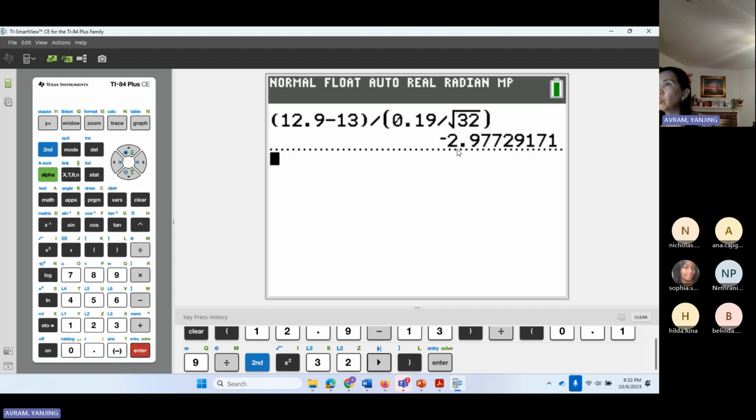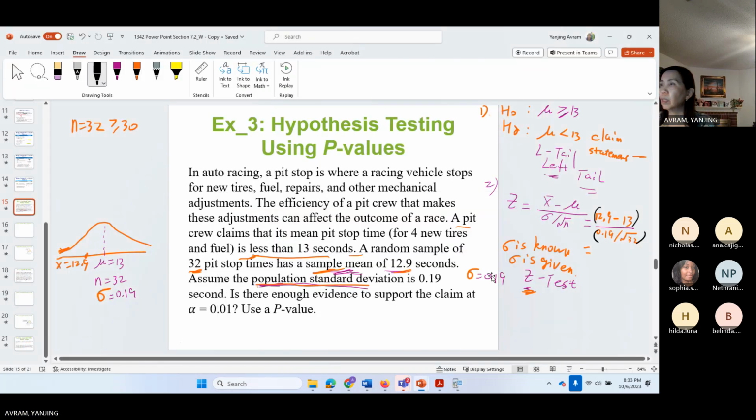If I round to 2 decimal places, which we usually do because that's the number we can read from the table, this will be negative 2.98. Since this is a left-tailed test, less than is a left-tailed test, this is my z-score. The z-score is negative 2.98, and the area to the left will be the p-value.